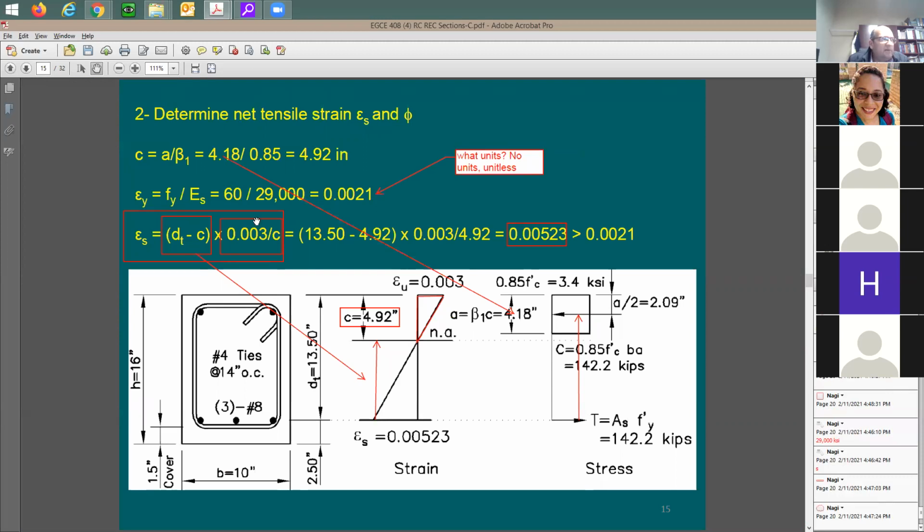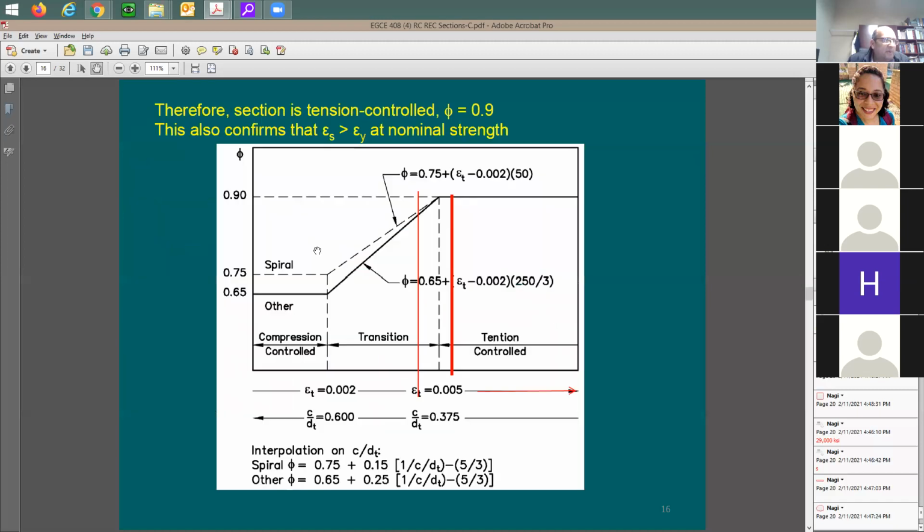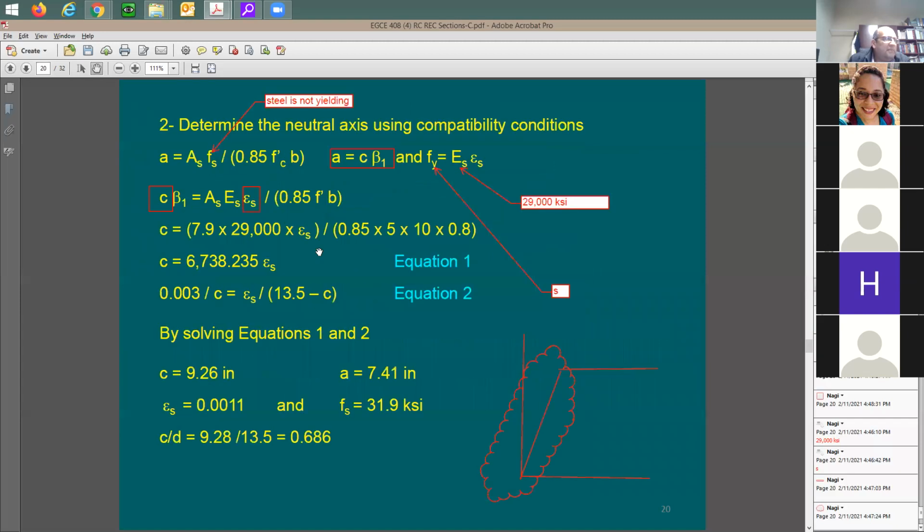Now, in this equation here, how many unknowns do you have? Look at this. I have C and I have epsilon S. D is given, right? You solve for it. It's going to be 13 and a half. It's going to be the same two variables that I'm looking for, the C and the strain in the steel. So I'm going to move forward here to our example. Look at this equation.